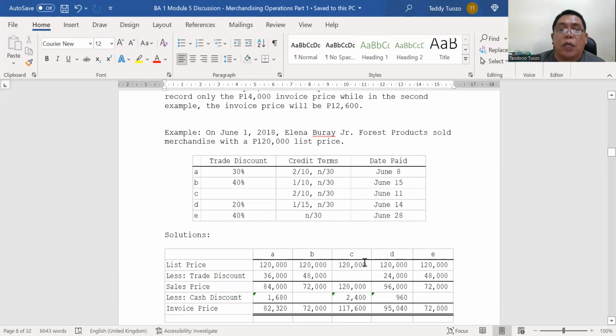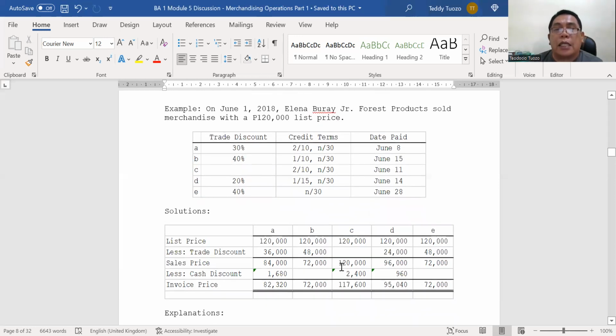For letter C, there is no trade discount, so automatically that is the invoice price. But there is a cash discount of 10 days. They paid on June 11, which is still within the 10 days, because we exclude the first day and include the last. In accounting parlance, to identify the due date, we exclude the first and include the last. So June 11 is the 10th day, still within the discount period. That's why there is a cash discount of 2,400.